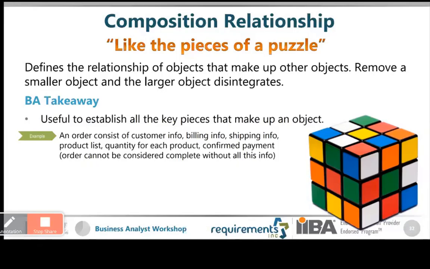Okay. So for example, an order has customer information, billing information, shipping information, product, quantity, and all that. Unless you have all of this, an order isn't an order. So it helps us identify any missing pieces or things that you might be forgetting, to make sure that it's always addressed. So that is where the composition relationship or composite relationship is useful to know about.